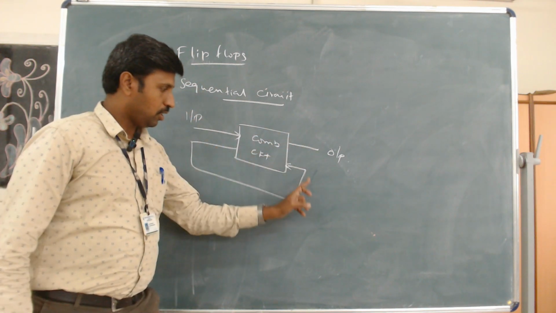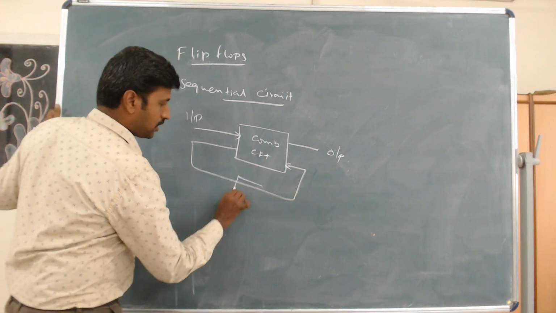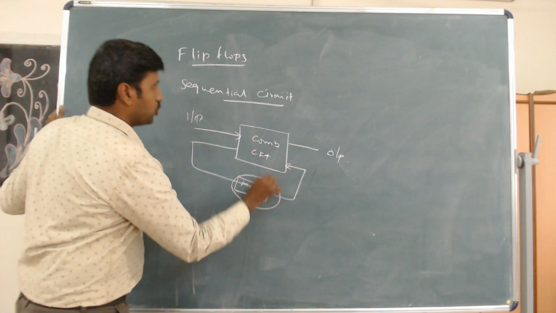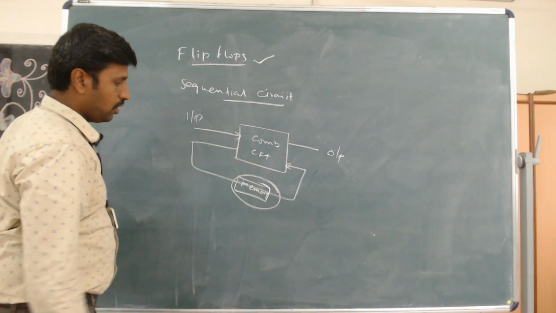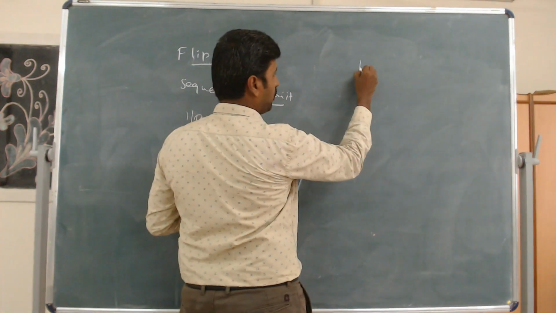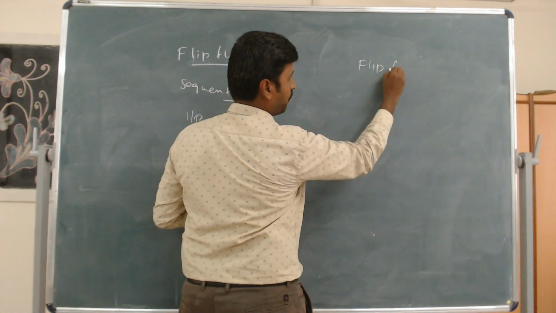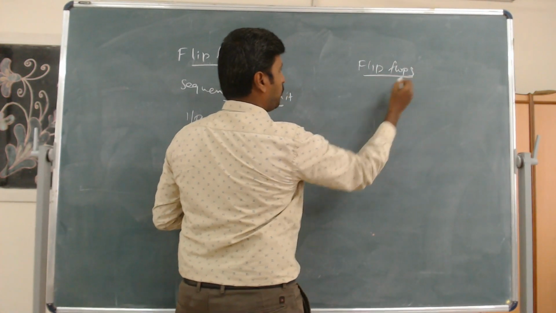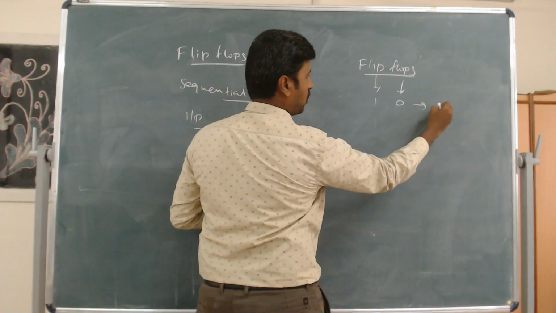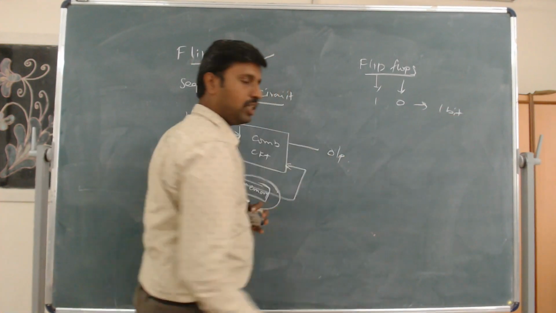The past output becomes a memory line, and this memory is implemented using flip-flops. So the basic element, the flip-flop, is a 1-bit memory storage. Flip means 1 and flop means 0, so it is called a 1-bit memory storage element.